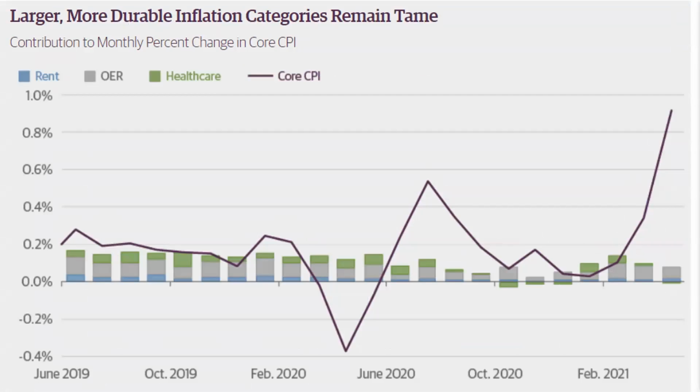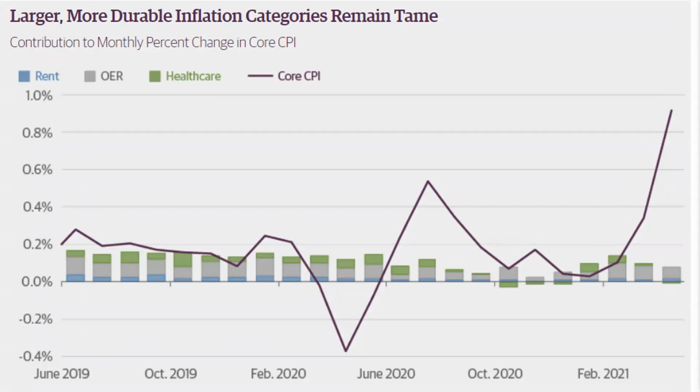So the second piece of core CPI is rent, OER, which is owner's equivalent rent, and healthcare. Those factors have stayed a little bit more stable. Even if you have home price appreciation, because interest rates stayed low, your owner's equivalent rent really is the house price times the interest rate, really.